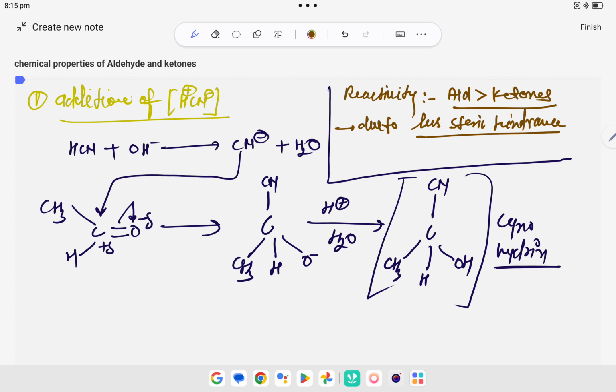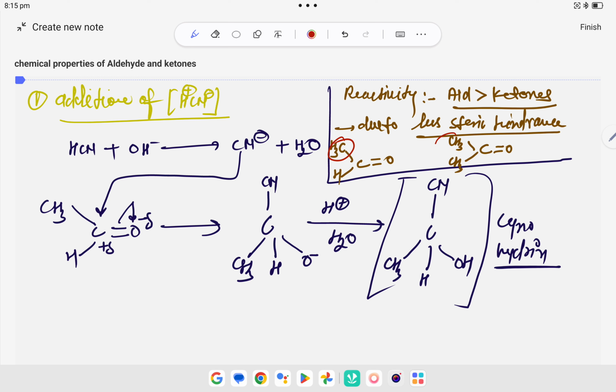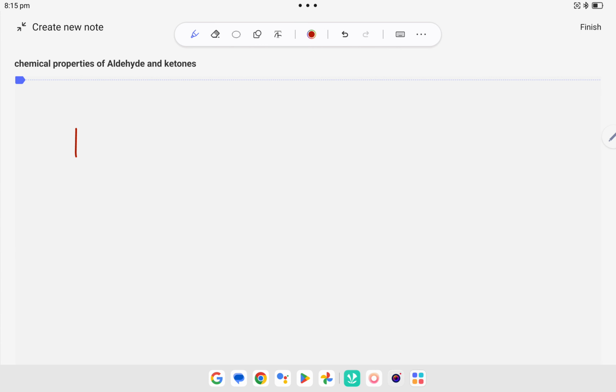Okay, check it, children. Here this is an aldehyde, carbon with hydrogens attached, and here we have a CH3, CH3 ketone. Tell me one thing: here steric hindrance is less, here we have more steric hindrance. So the aldehyde is more reactive than the ketone because of less steric hindrance. One more thing, tell me: between benzaldehyde and an aliphatic aldehyde, which one is more reactive? Again the aldehyde is more reactive.